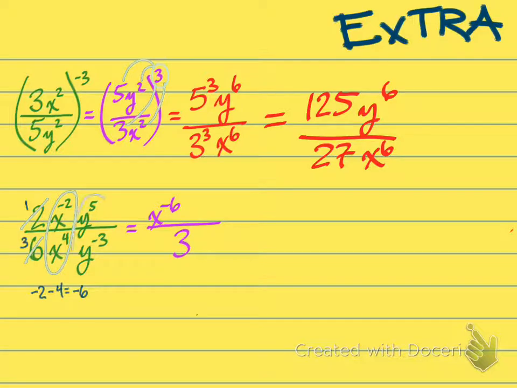Then when you handle the y values there, y to the fifth over y to the negative third, when you subtract those, 5 minus negative 3 equals 8, positive 8, and so you'll have a y to the eighth on your fraction. Now that could be an acceptable way to write that expression there, to simplify that expression, x to the negative sixth, y to the eighth, all over 3.